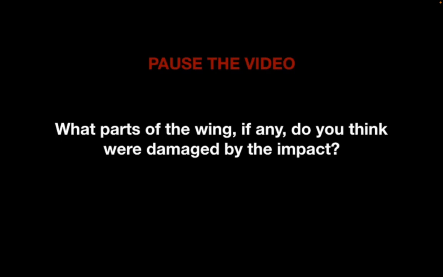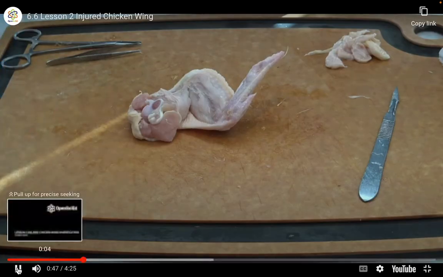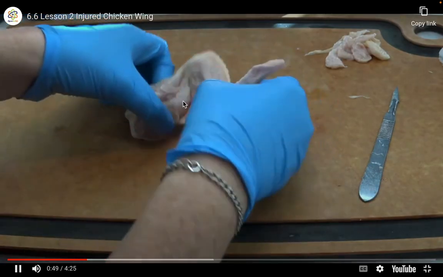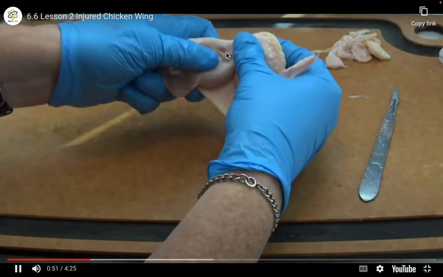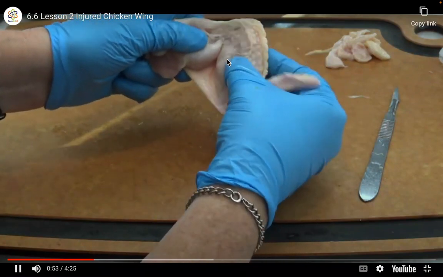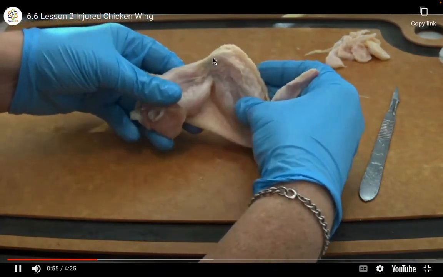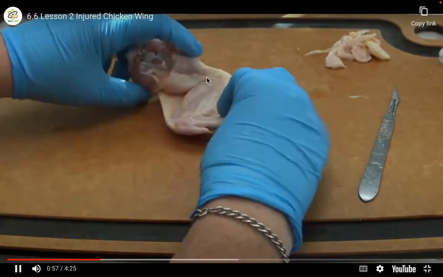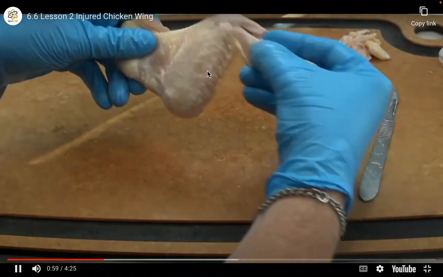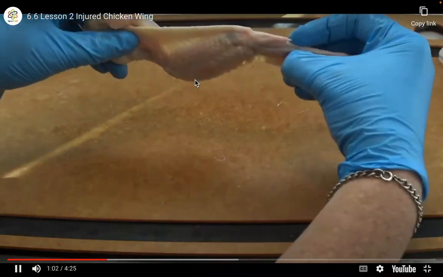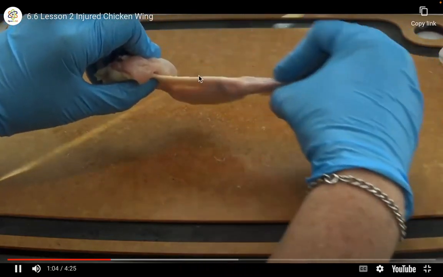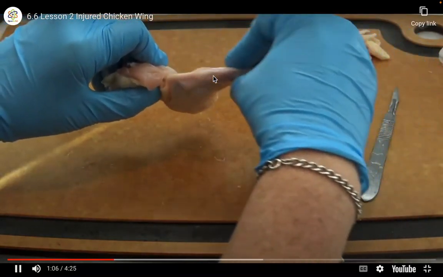So what parts of the wing, if any, do you think were damaged? So a lot of people were thinking maybe the bone, obviously. We didn't see any skin damage. I don't see any torn skin there. And maybe some muscle damage. It's hard to tell with the skin on. So right now they're just kind of checking it out. The wing still moves, it looks like. He's able to stretch it out and all that stuff, so it seems to be still doing something.